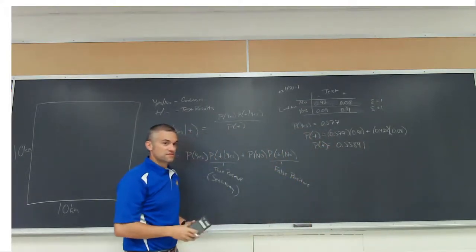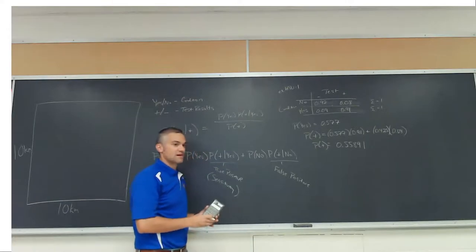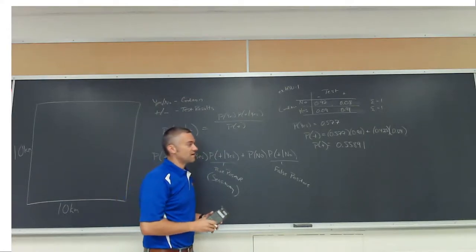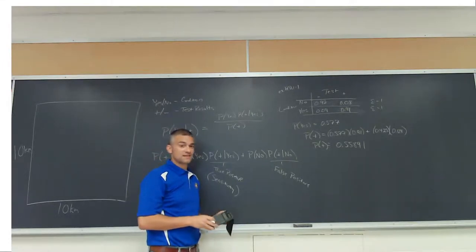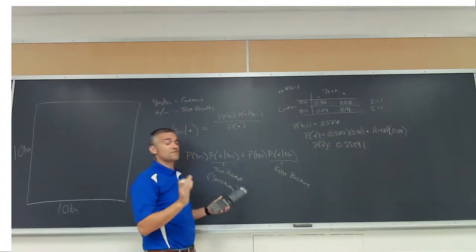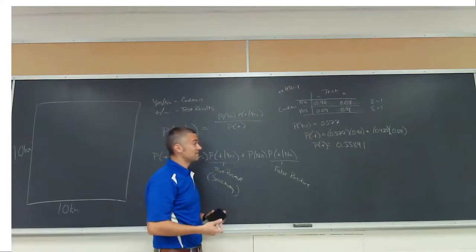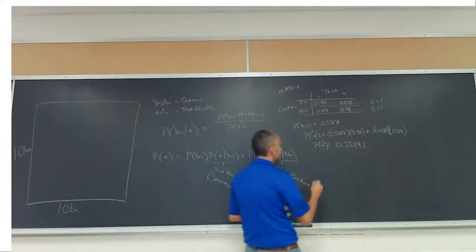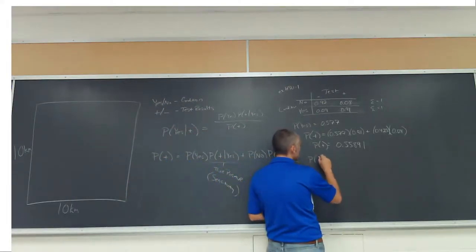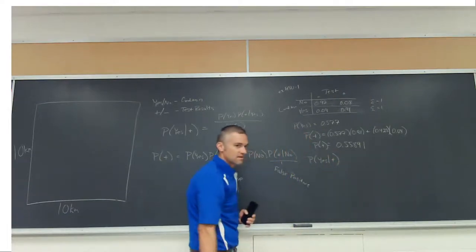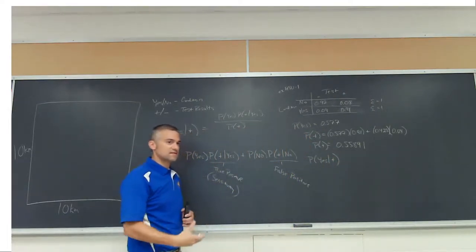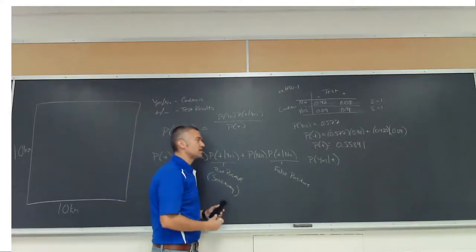So the nurse draws the blood, the phlebotomist sends it off, and they're going to say, I think you have almost a 56% chance that this test comes back positive. Seems high. But we're interested in, if this thing does come back positive, what's the chance that we actually have it? That's what we're interested in.